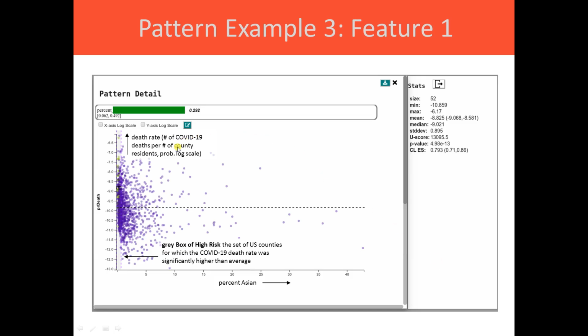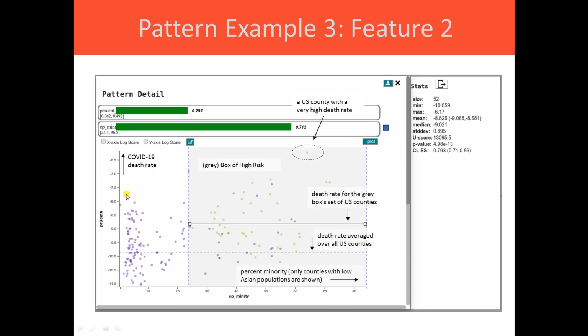Then the third one is here. Another one that we found was percent Asian. So this is a very slim box here. Counties that have very few Asians living there are more prone, but this is not enough, so we have to refine it some more. Percent minority has to be high, right? So there are a lot more minorities in these counties.